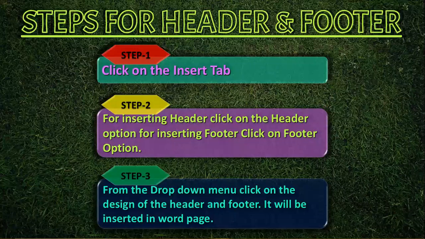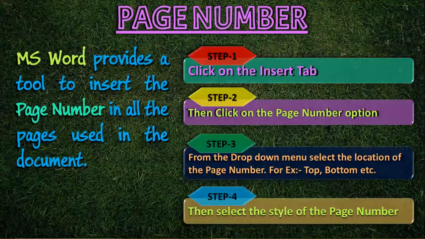Our next topic is the page number. So let's open that. Now, MS Word provides a tool to insert the page number in all the pages used in the document. Suppose in your books you may have seen that page numbers are given, page number 1, 2, 3, like that. In the same way, you can also provide page numbers to the pages which you have inserted in a document. And in a document, there can be multiple pages, and you can give page numbers to those pages.